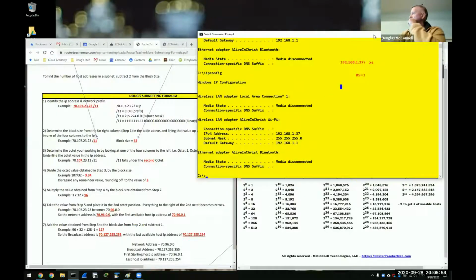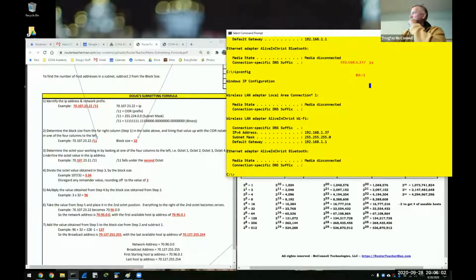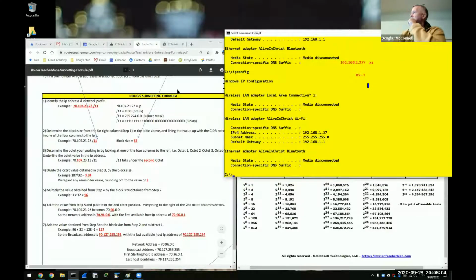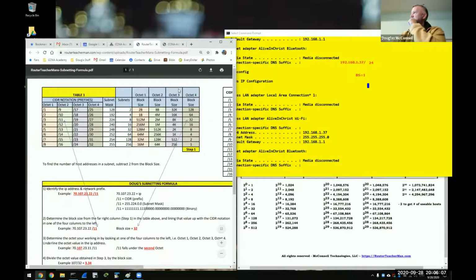Well, since we know that we're working in the third octet, this one right here, what do we underline? It should be the same as the 256. No, on the IP. That's the third octet. We underline the 1, right?